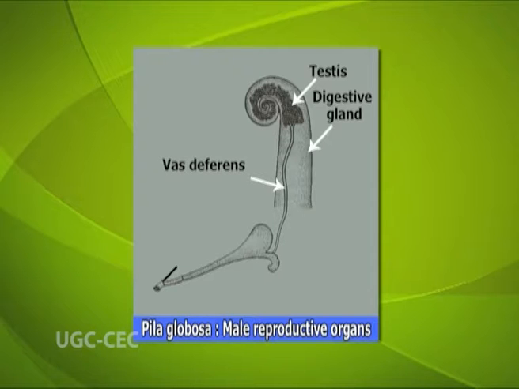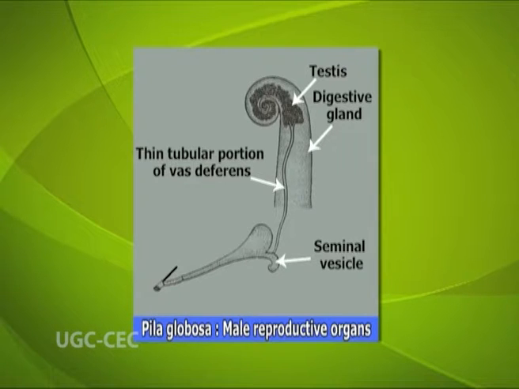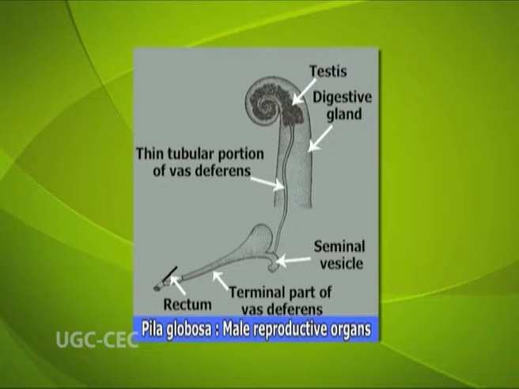The vas deferens is divisible into 3 distinct parts. First, the proximal thin-walled tubular part. Second, the middle slightly swollen seminal vesicle, which stores the sperms. Third, the terminal glandular part lying left of the rectum and opening into the mantle cavity close to the anus.